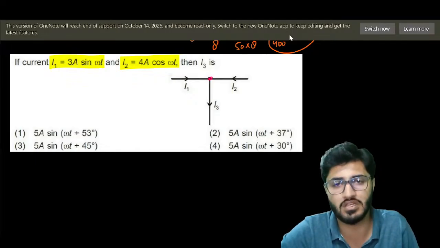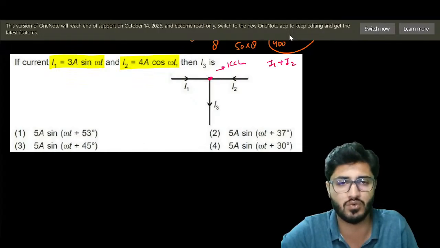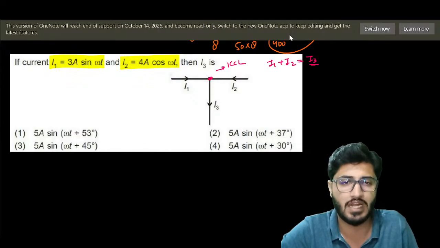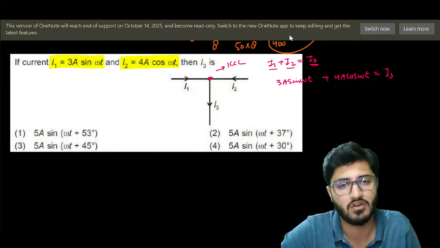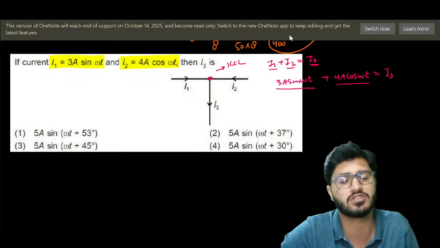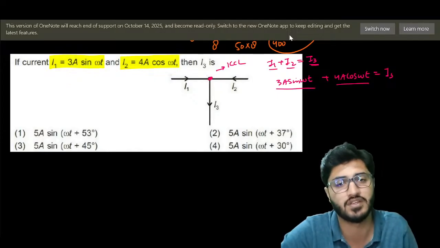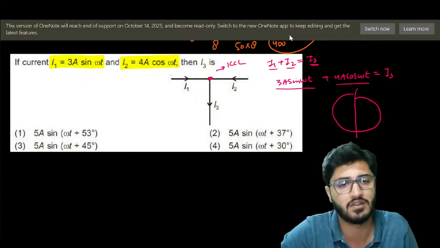Now you can see here KCL. KCL means I1 plus I2 equals I3. So I need to get I3, so I have to add I1 and I2. I1 is 3a sin omega t plus I2, which is 4a cos omega t. That will be I3. But look here, we are not dealing with vectors or scalars. We are having phasors. So if you want to add phasors, add them like phasors only, right?